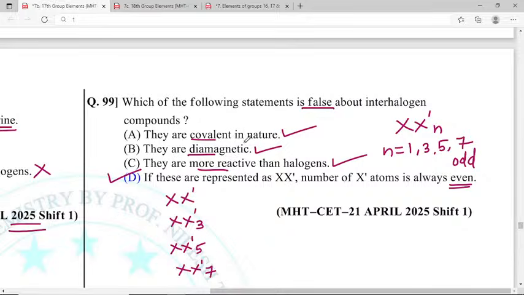Interhalogen compounds are diamagnetic and covalent. It is not paramagnetic, it is diamagnetic. It is not ionic, it is covalent. It is not less reactive, it is more reactive. And the number of X' atoms is not even, it should be odd. Okay, I am talking about both the false and the correct statements. Good, very good.